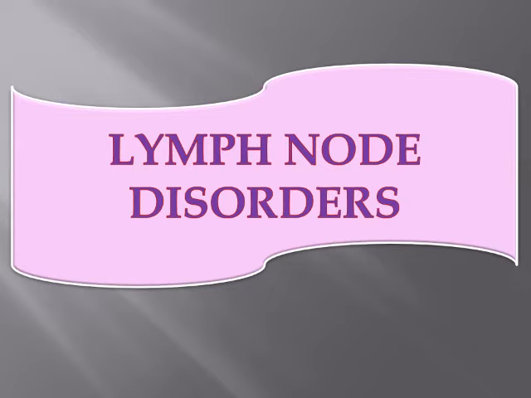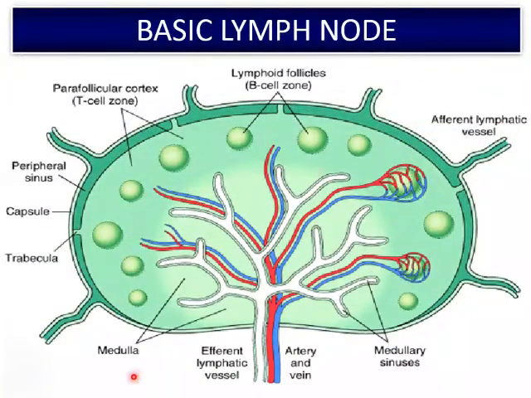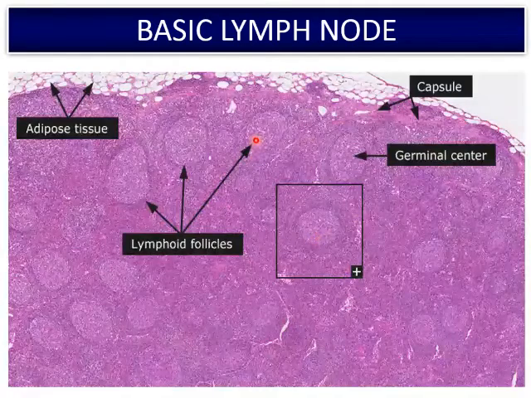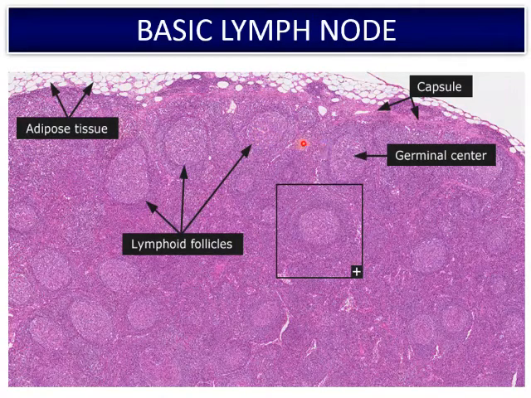Now we will talk about lymph node. You know the normal histology of lymph node: the normal lymph node is formed of lymphoid follicles formed mainly of B lymphocytes, and between the follicles we have paracortical areas formed mainly of T lymphocytes. As in this figure of normal histology of lymph node, we have the capsule and the lymphoid follicles formed mainly of B lymphocytes. In between the follicles we have the paracortical area formed mainly of T cells.